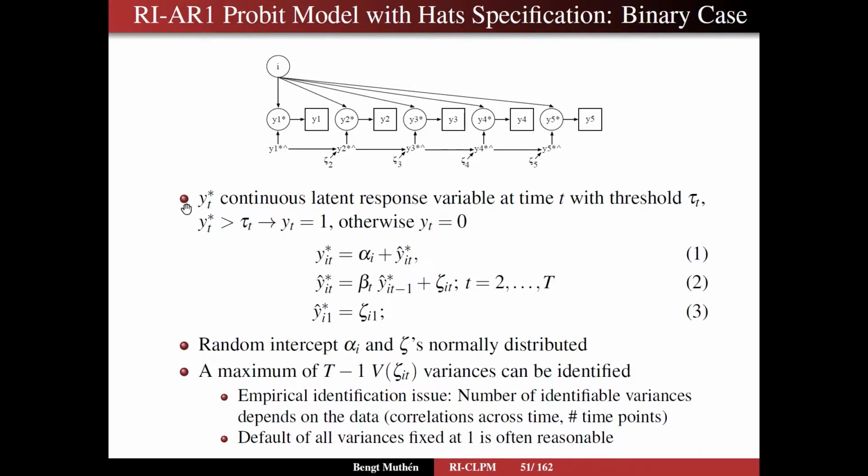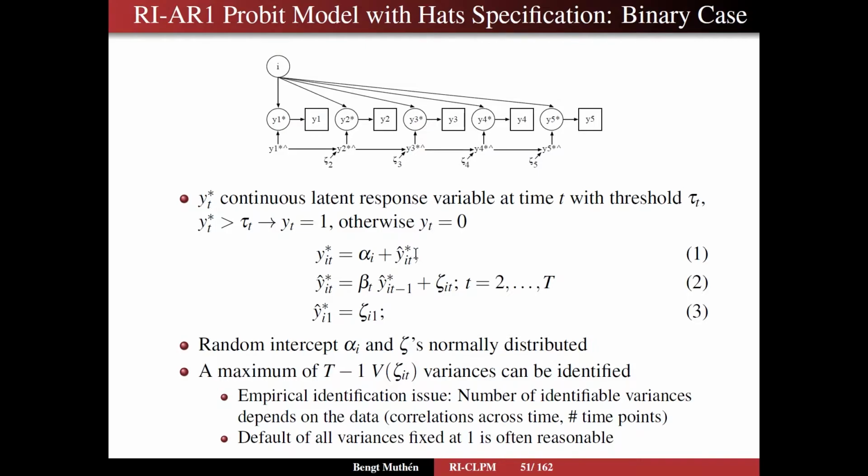So we're working with continuous latent response variables y star, which when they exceed a threshold tau sub t, the threshold at time point t, you get y equals 1, and otherwise y equals 0. For each time point, the y star variable is decomposed into two parts. One part that does not change over time. I'll use the letter alpha here for intercept. It's the same thing as the I in the random intercept circle here. And the residual part, y hat, or y hat star as we write here.